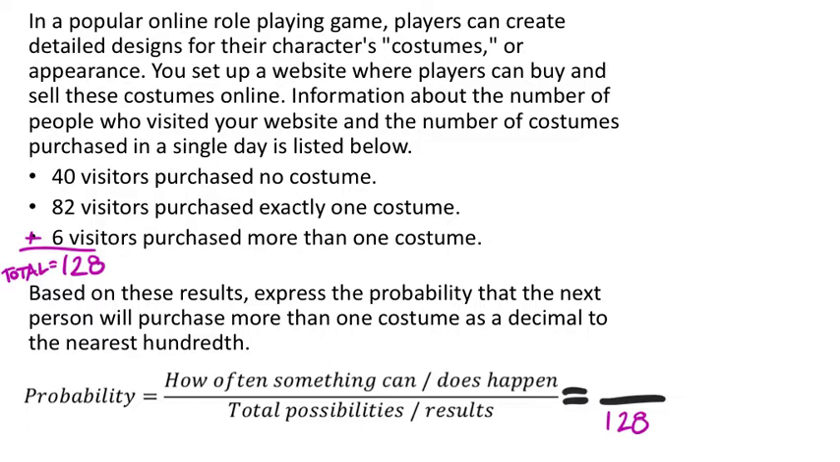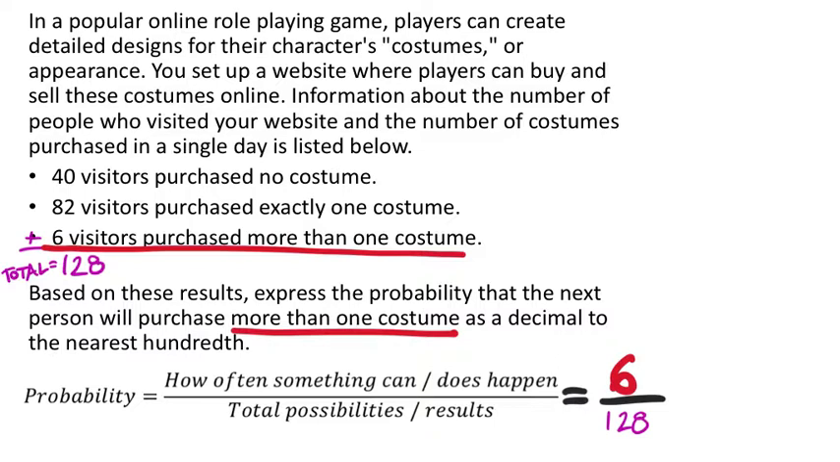And then it asks, what's the probability, and again, this would be an experimental probability, that the next person will purchase more than one costume. Well, there were 6 visitors who purchased more than one costume, so that would be our numerator here.